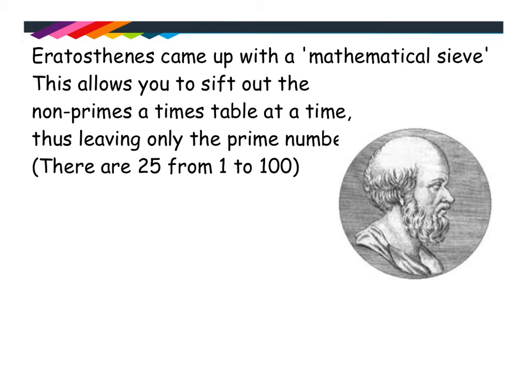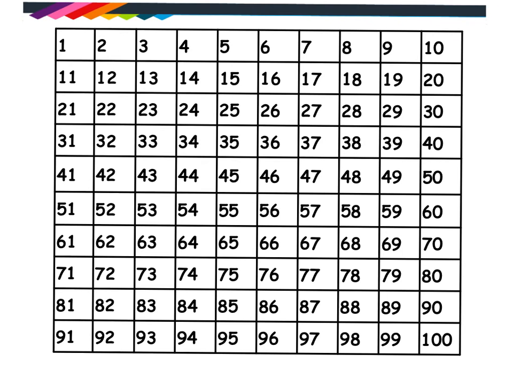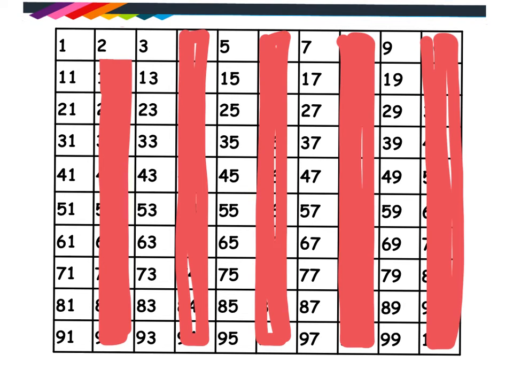So this allowed you to sift out all the non-primes, on a times table at a time, thus leaving only the prime numbers. And there are 25 altogether. Now we've already got the first 15, so it means we've only got 10 to go. So let's have a look at what he did. So here are your numbers 1 to 100. Now straight off, I can eliminate any even number. So let me do that very quickly. So there I've sifted off all my even numbers, but remember I left that number 2.